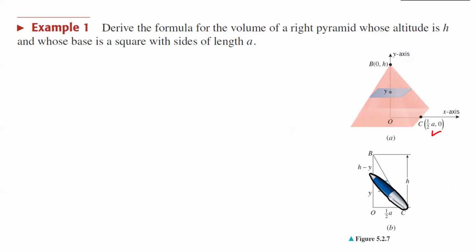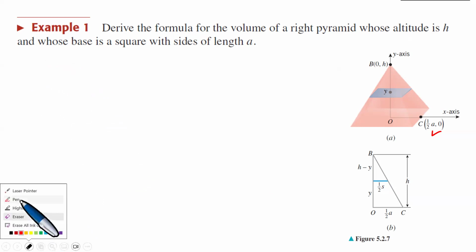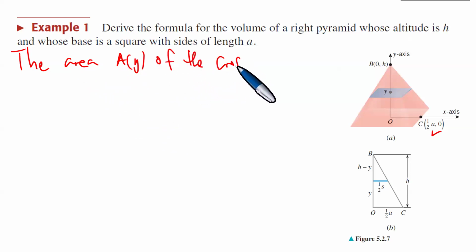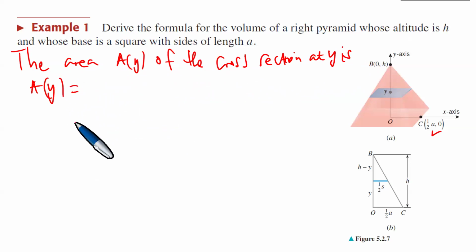Right, at this point, we are interested in finding the area. Let's first describe this one here and say the area of the cross section at y is A of y.